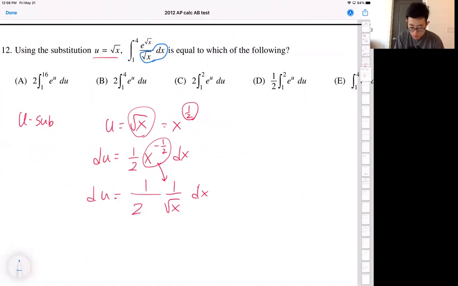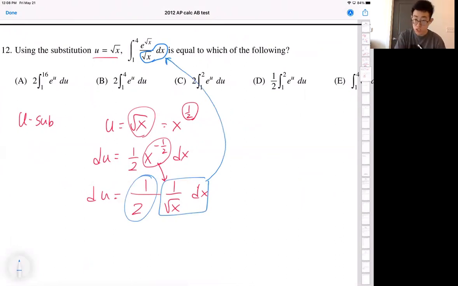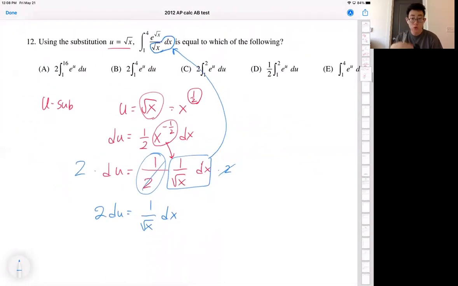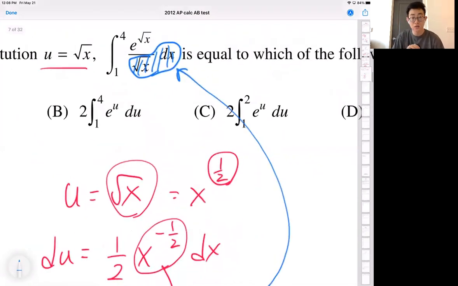If you get rid of this 1/2, because this is the component that I can actually substitute, we move the 1/2 to the other side, multiply by 2, and cancel this out. So 2 du equals 1 over square root of x times dx. Why do we go through all that trouble? Because now I can substitute 1 over square root of x dx as 2 du. That is what you're going to use to replace this portion that I'm highlighting for you in blue.